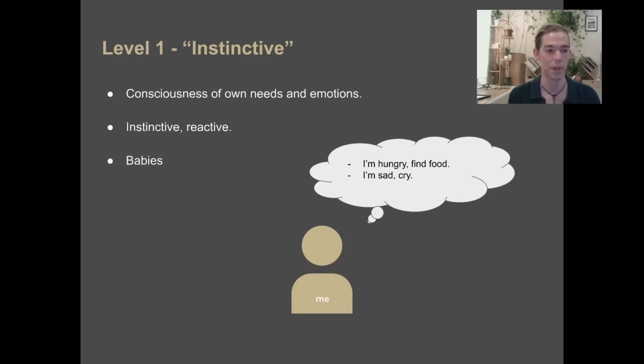So level 1 is the instinctive level. Babies are at this level, and many animals, particularly ones that are not social, occupy this level for their entire existence. This is basic consciousness of my own needs and my emotions. I'm sad, I'll cry. I'm hungry, I'll find food.